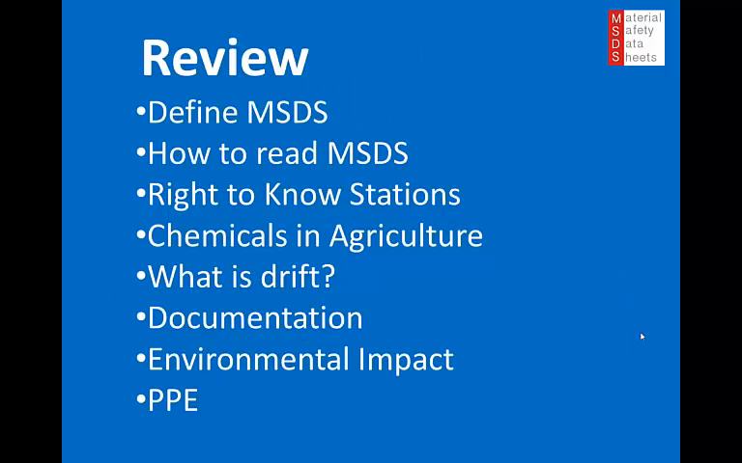Now, let's review what we have discussed today. We defined MSDS and the reason for them. We identified how to read MSDS forms. We learned about right-to-know stations. We discussed agricultural chemicals used in landscaping, and we learned about wind drift, the importance of proper documentation of pesticides, and we acknowledged how non-target areas can be affected by spray drift in the surrounding environment. We also discussed how PPE should always be worn.